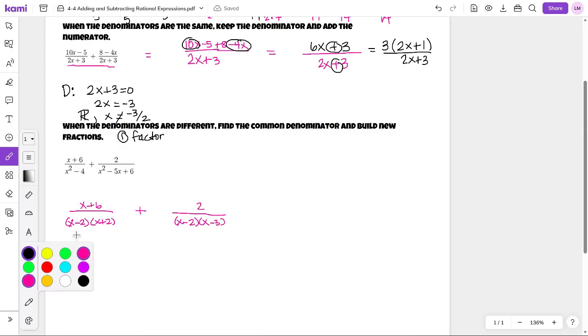All right, so least common multiple. I'm looking at what's the same, so I want one of those. And then I want anything that's not the same. So I have an x plus 2 that's not the same and an x minus 3. That's my least common multiple. So I write down one time anything that repeats, that was my x minus 2, and then anything that doesn't repeat, I write that down. That's my least common multiple. So that means that's my new denominator for both of these.